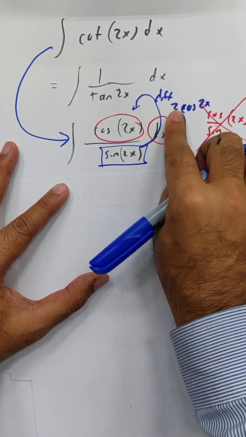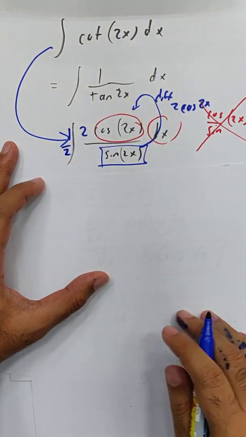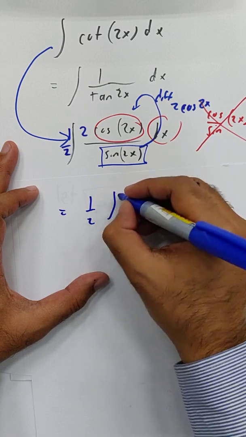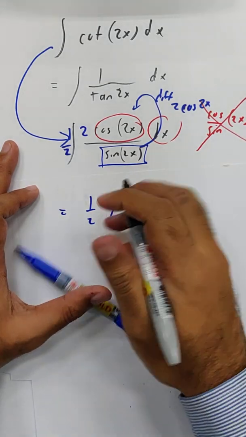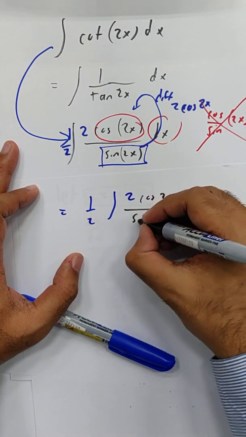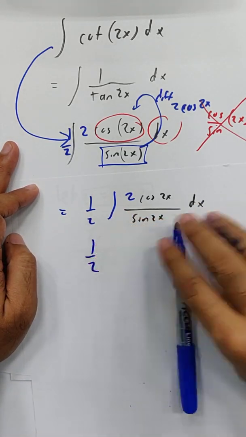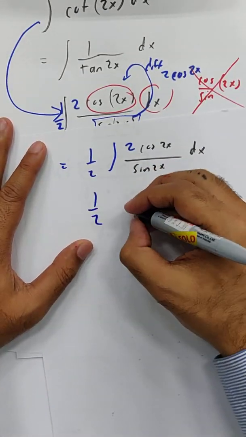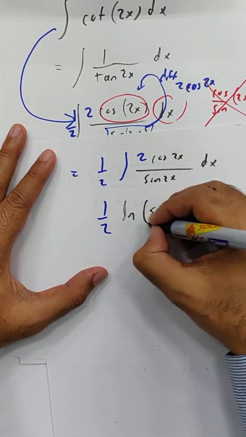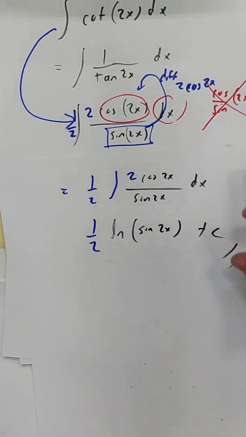But I don't have this 2, so what should I do? I add 2 here, I add 1 over 2 outside. Yeah, I just rewrite things back a bit. So straight away it gives me 1 over 2 ln sin 2x plus c. So obviously this is superior.